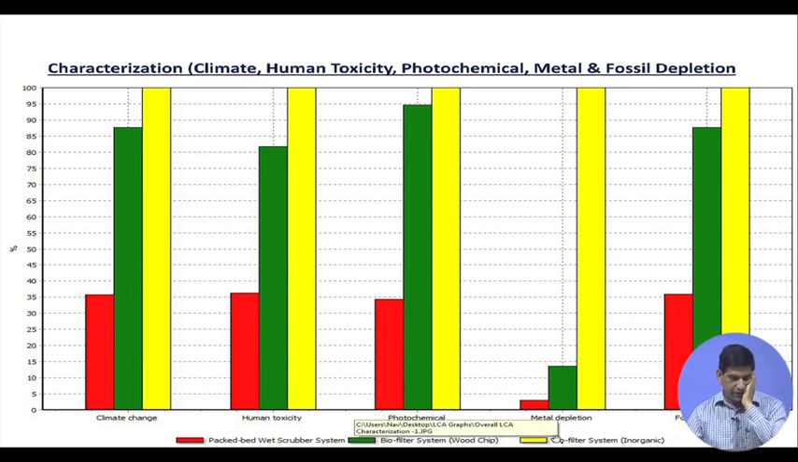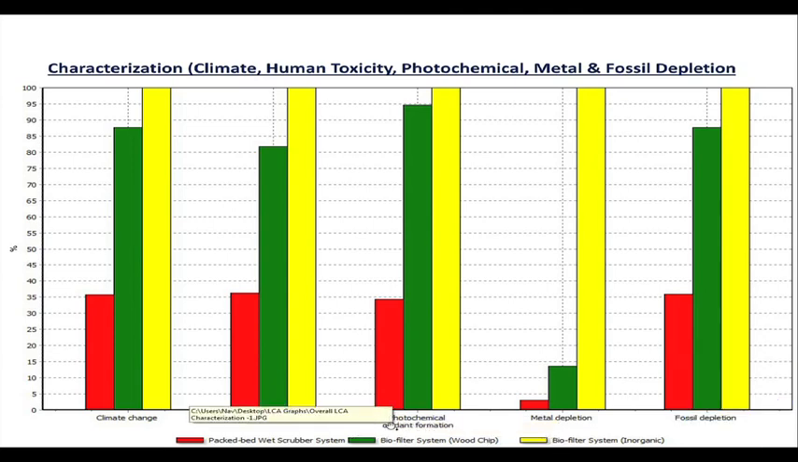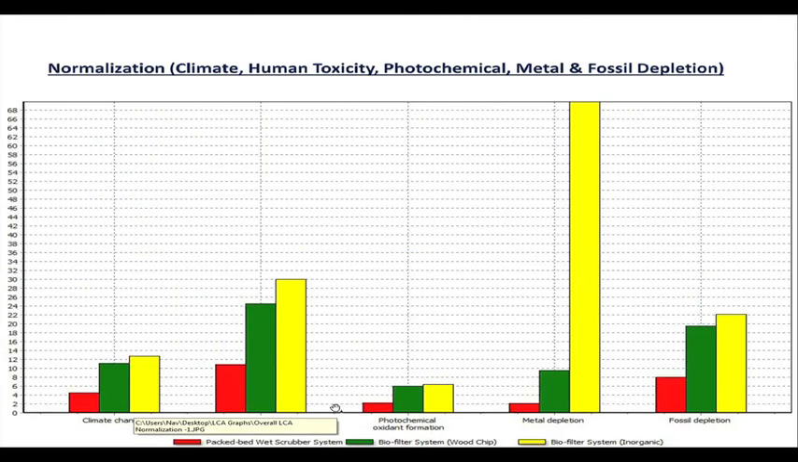So, biofilter inorganic comes out to be the maximum impact for all these categories that have been listed here, followed by biofilter system, wood chips, and packed bed comes out to be much better, but again it is costly. And if you normalize that, as you can see, this metal depletion in this biofilter system, because of the usage of ferrite and other metals, comes out to be much higher impact as opposed to the other impacts, but again it comes out to be some sort of impact.